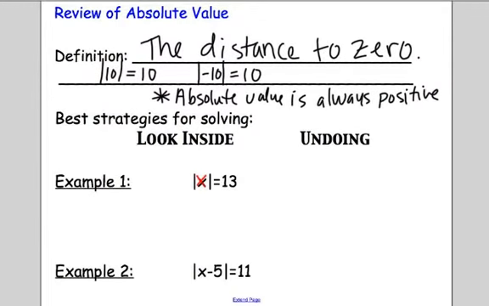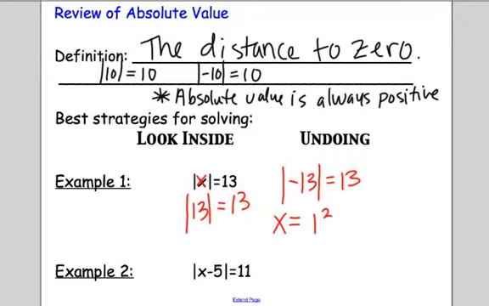These first 2 examples, we look inside to the absolute value of x, and it has to equal 13. So we think about what could the x on the inside of the absolute value possibly be. And if you remember, the values could be positive or negative 13. And that's because both of those are 13 units away from 0. So those are my 2 solutions. So I just thought about what could be on the inside to make that possible.